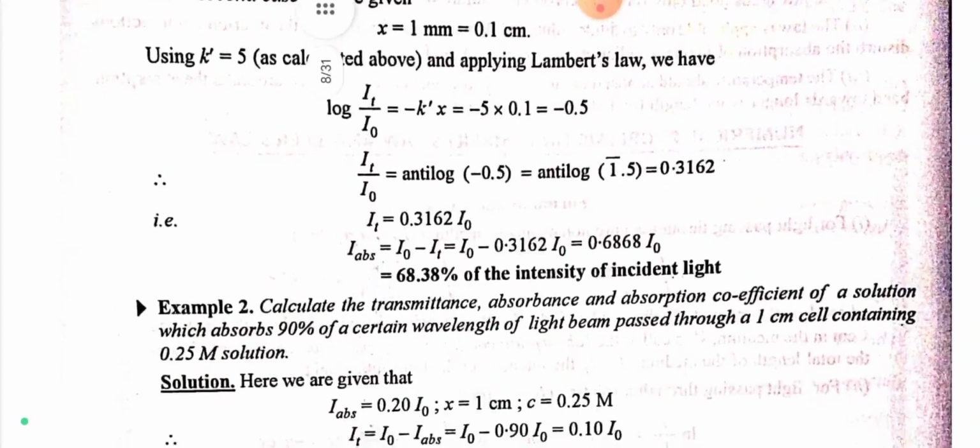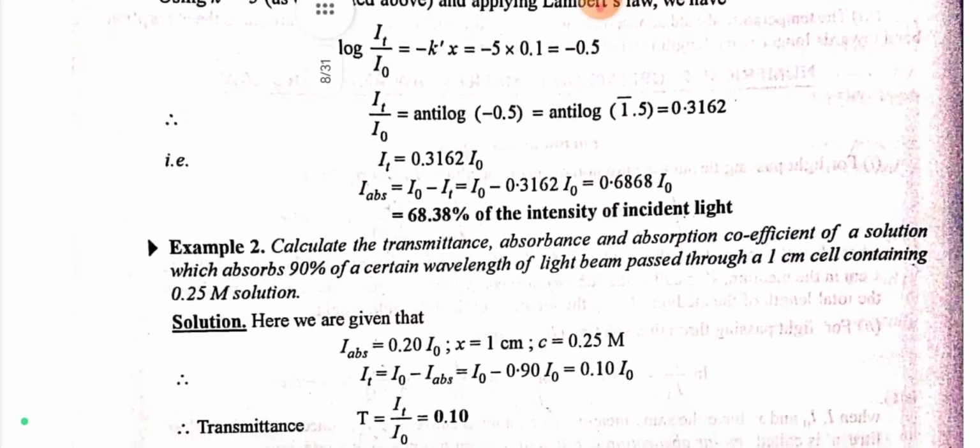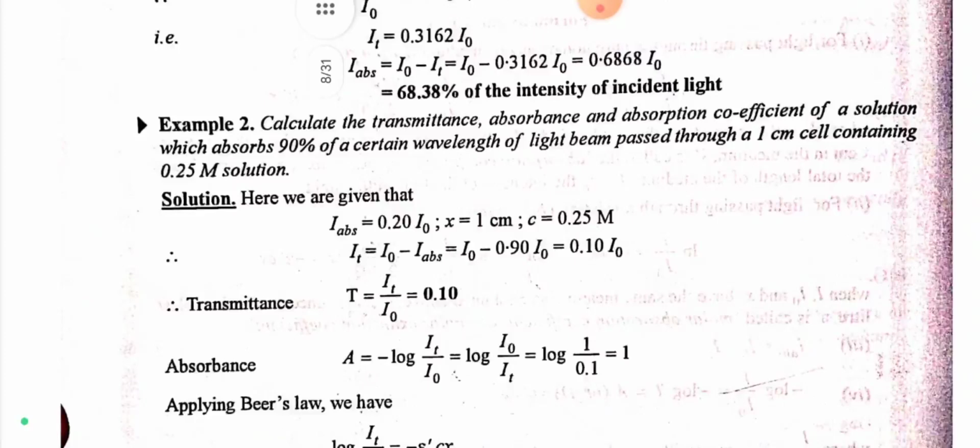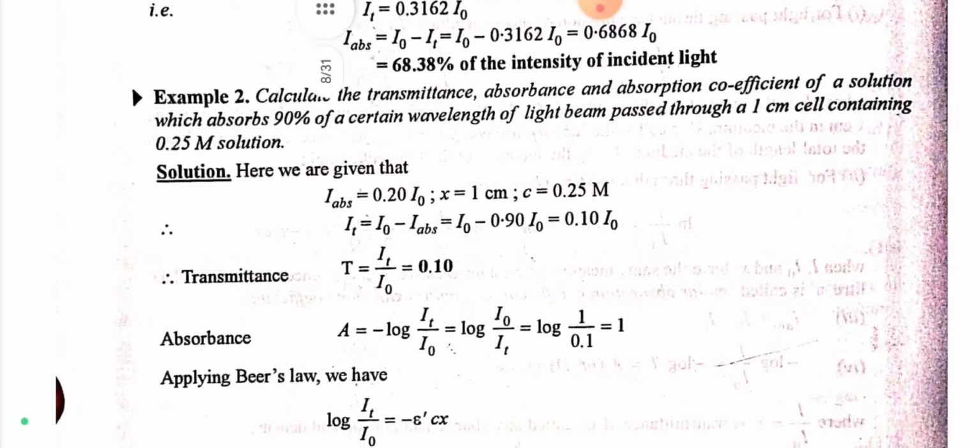Example 2. Calculate the transmittance, absorbance and absorption coefficient of a solution which absorbs 90% of a certain wavelength of light beam passed through a 1 centimeter cell containing 0.25 molar solution. Solution. We are given that I absorbed = 0.90 I0, x = 1 centimeter, c = 0.25 molar. It = I0 - I absorbed = I0 - 0.90 I0 = 0.10 I0. Transmittance T = It/I0 = 0.10.